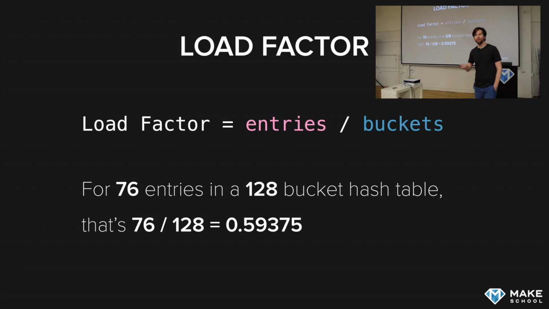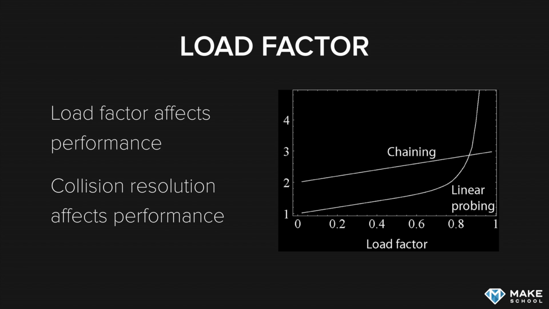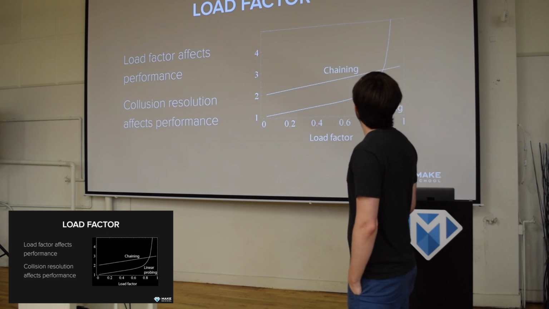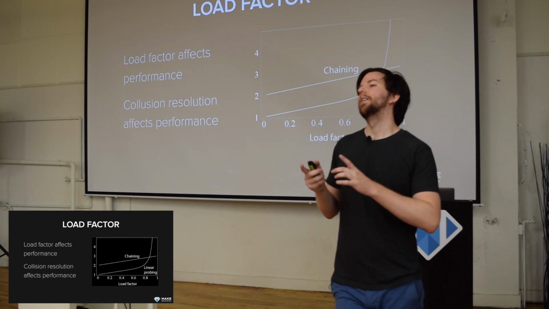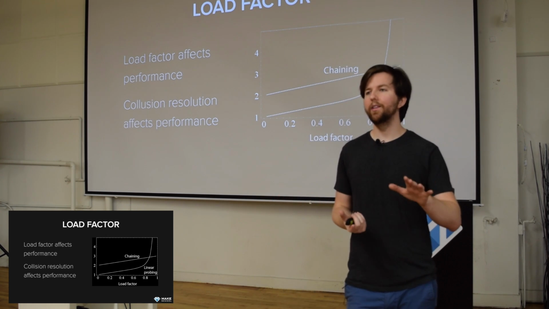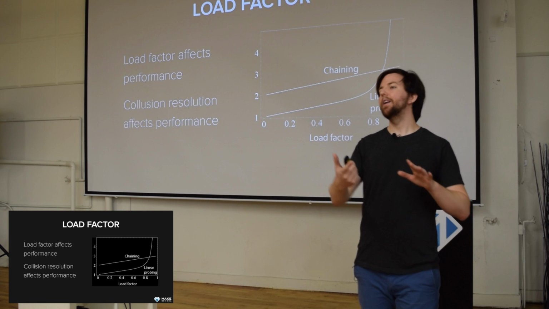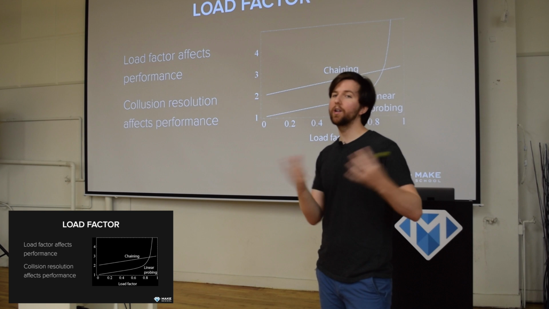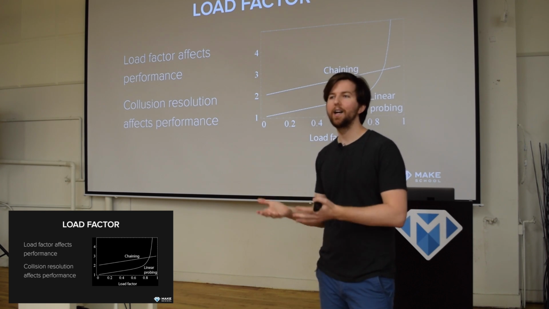So let's talk about how chaining and linear probing behave differently for different load factors. Here's this chart here. Collision resolution affects the performance of your hash table. So whether or not you choose to do linear probing or chaining is important. In linear probing, let's take the example where you have 8 buckets and you have 7 elements already in there. If you want to add another element, there's a very good chance you're going to have to iterate every bucket. So that means adding is no longer constant time. That means it's O(n) time.